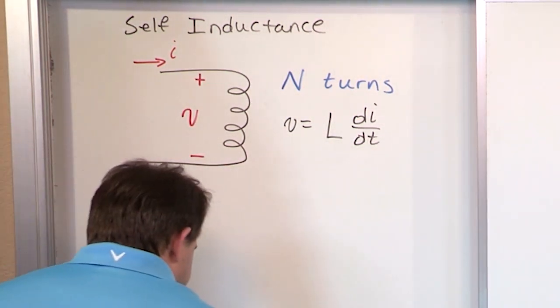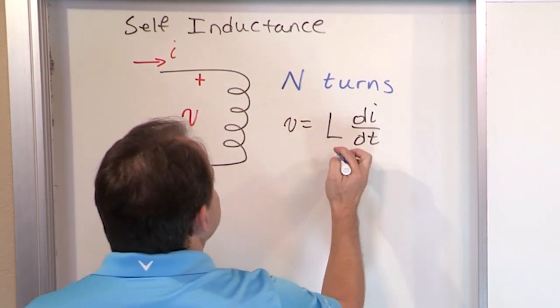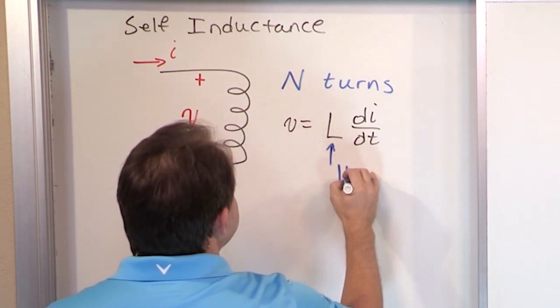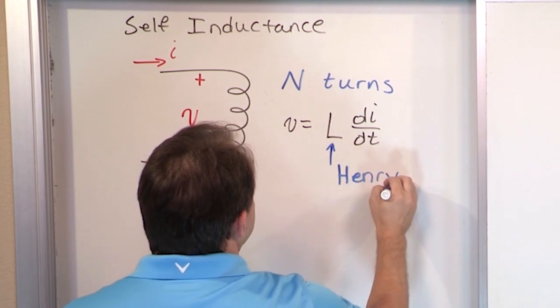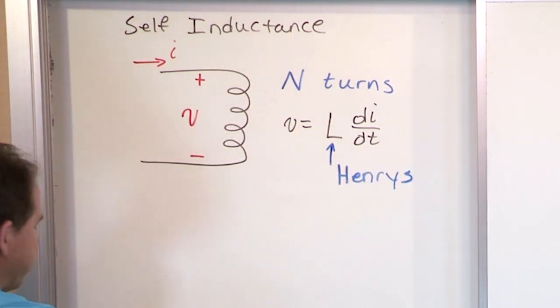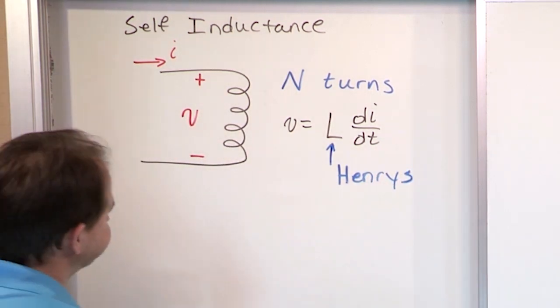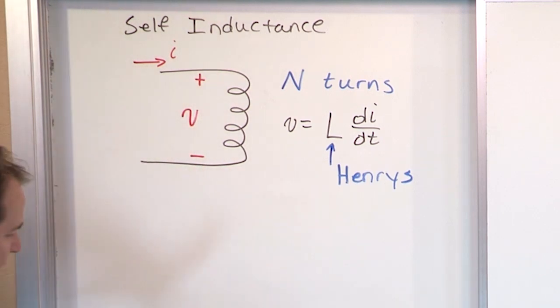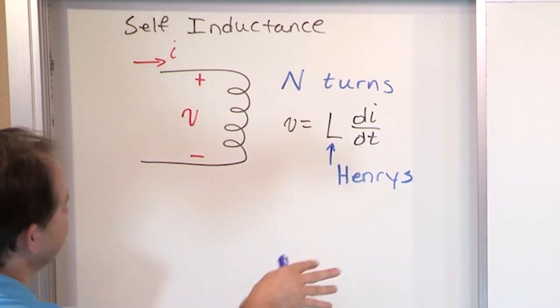And then we said that this inductance here, the unit is henries. And you can use millihenries and so on and so forth. So why is this going on is the basic idea. Now I'm not going to draw a bunch of magnetic field diagrams. I'm going to do that in the next section.